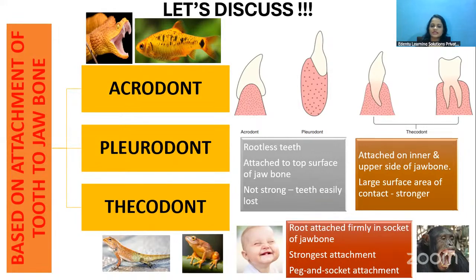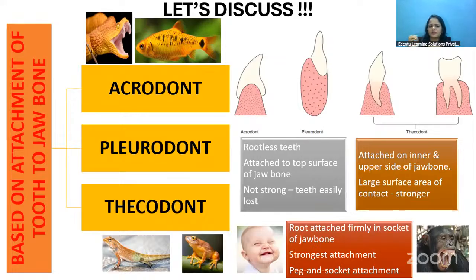Then you have the next category that is called thecodont. Thecodont means the jawbone will have sockets and the tooth will be placed in these tooth sockets, just like what you see in humans and mammals like apes. What you see there is called thecodont. The root will be attached firmly in the socket of the jawbone, and this type of tooth attachment has the strongest attachment.